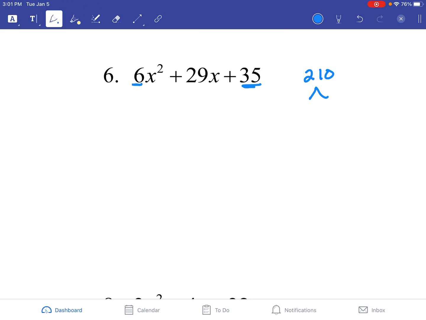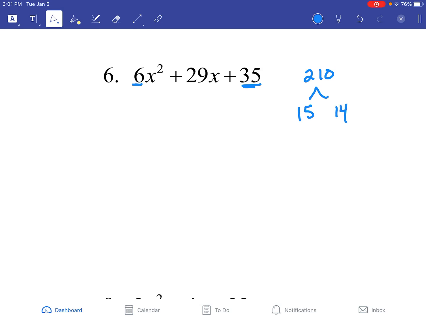That's 30. All right, so 30 has got a 5 and a 3. 210 divided by 15. 15 and 14. There we go. So 15 and 14.